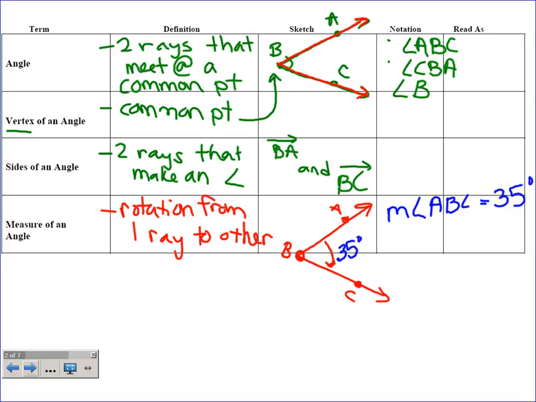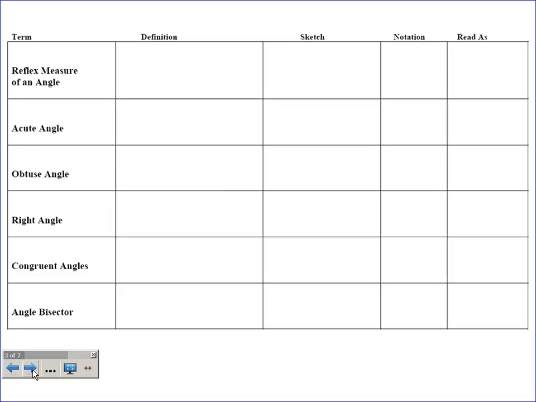I'll know you're ready to go on when you flip it to the back side. The measure of angle ABC equals 35 degrees. Hopefully you got to take these notes. Can I move on?